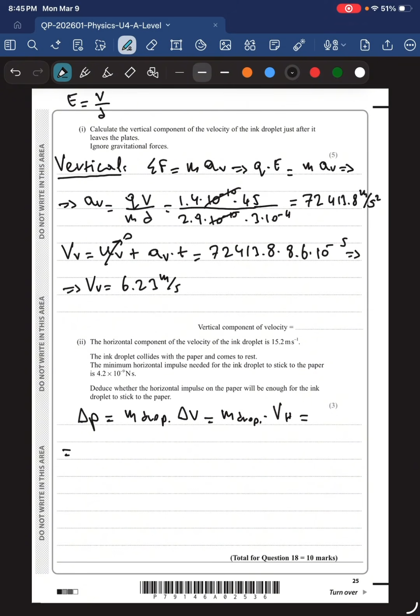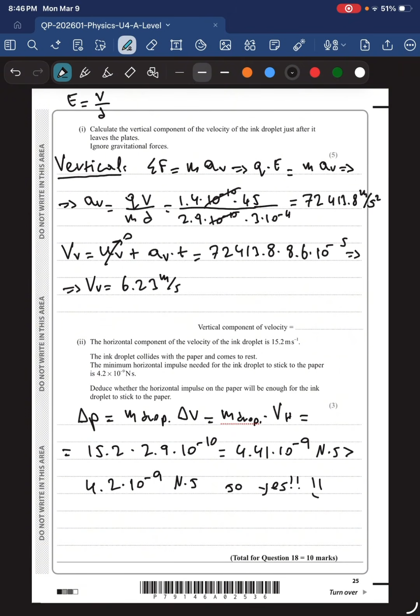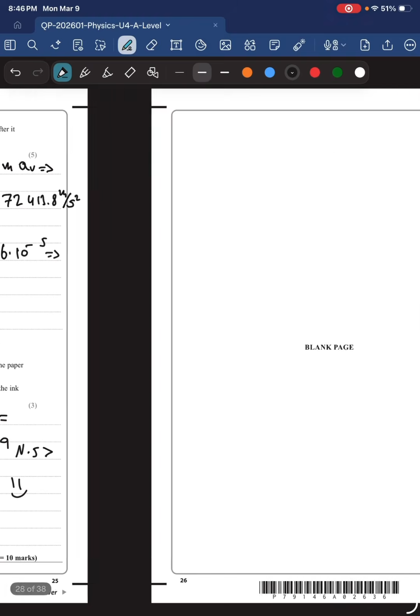So let's plug in numbers. 15.2 meters per second is the velocity times the mass of the droplet, 2.9 times 10 to the negative 10. This yields 4.41 times 10 to the negative 9 newton seconds, which is larger than 4.2 times 10 to the negative 9 newton seconds. So yes, all right, and a smile face.